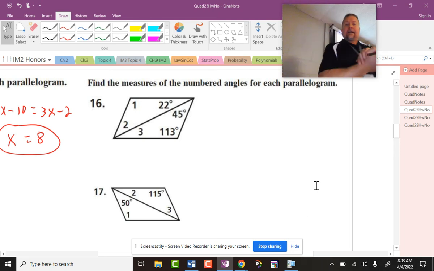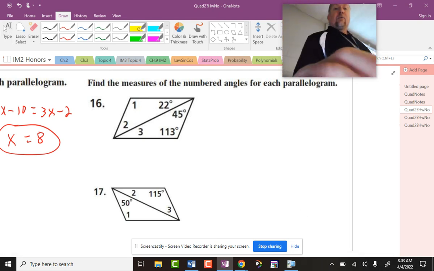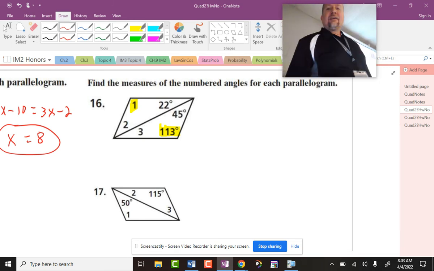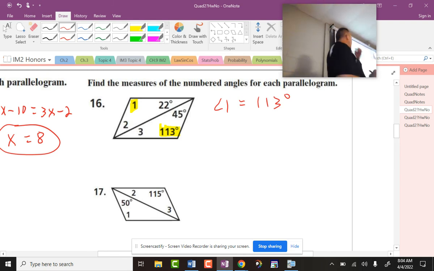We're still on this. So Rihanna. I don't care where you're at here. We are going to go in order, though. Sorry, I kind of gave that away. What's angle one's measure? 113. So again, this is just dealing with the idea that opposite angles in a parallelogram are congruent.